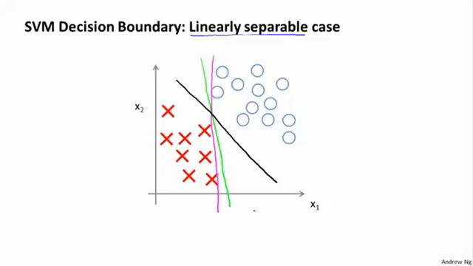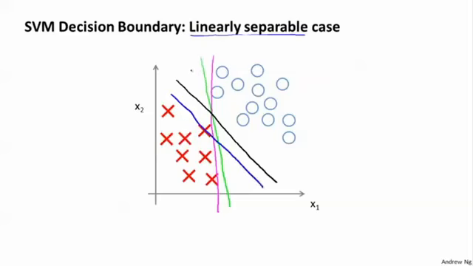The support vector machine will instead choose this decision boundary, which I'm drawing in black. And that seems like a much better decision boundary than either of the ones that I drew in magenta or in green. The black line seems like a more robust separator that just does a better job separating the positive and negative examples. And mathematically, what that does is this black decision boundary has a larger distance. That distance is called the margin.